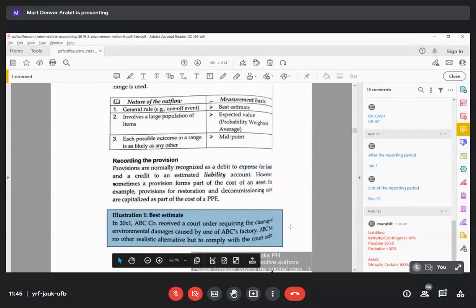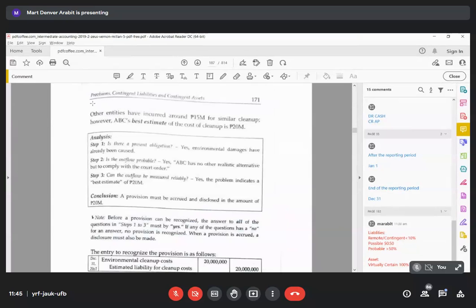In 2021, ABC Company received a court order requiring the cleanup of environmental damage caused by one of ABC's factories. ABC has no other realistic alternative but to comply with the court order. So, obligating event is there and the outflow of economic resource is there. Kailangan na lang nating i-check is yung estimate. Is it reliably estimated? Other entities have incurred around 15 million for similar cleanup. However, ABC's best estimate of the cost of cleanup is 20 million. So there is a best estimate.